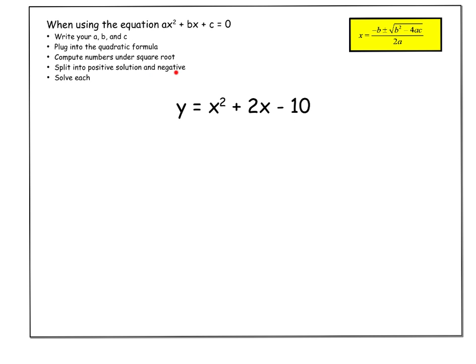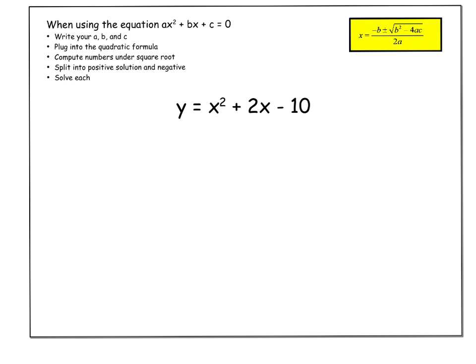You're going to split your equation into the positive and negative solution, and that will make more sense when I do a problem with you, but notice you have the plus and minus here. That's in front of the root. Remember, roots have positive and negative values. And then we're going to solve.